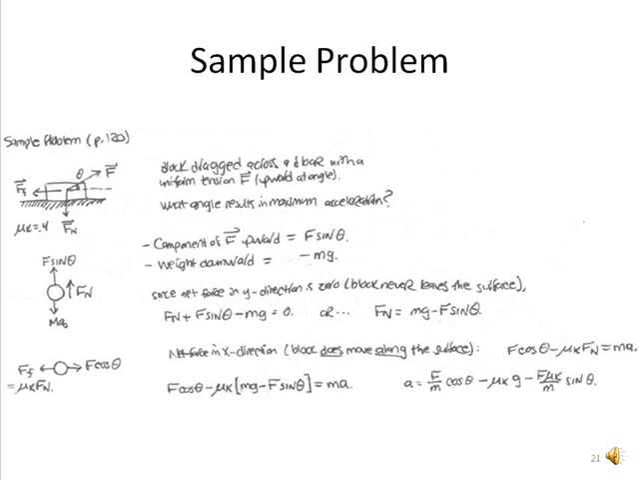Let's consider a sample problem to illustrate how this combination of forces works in real life. Consider a block that's being dragged across the ground at some uniform force, F. An example of this could be a cart that's pulled along the ground by a team of horses. This is being pulled at some angle, theta, and we want to know what is the angle that results in the maximum acceleration. Well, the first way to approach this is to draw a diagram that has all the forces acting on the body.